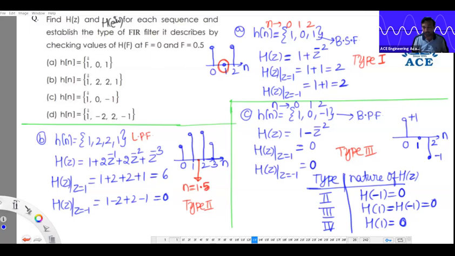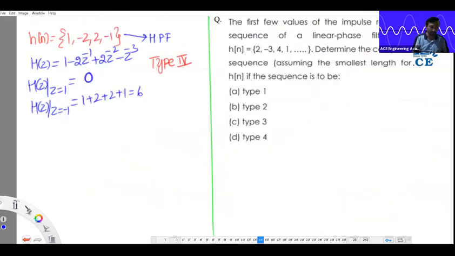I am moving to the next example. Please answer this question, everyone. The first few values of the impulse response of a linear phase filter are given, assuming the smallest length. Tell me the overall set of data. Type 1 means what do we have to obey, sir? Even symmetry with odd number of samples. So 2 minus 3, 4, 1.